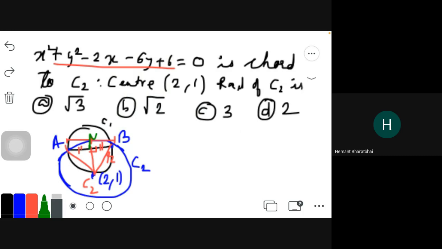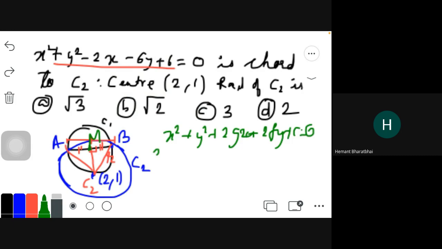So let's do it. I can easily get the value of M also. M is the center of the first circle. So if I compare it with the equation x square plus y square plus 2gx plus 2fy plus c is equals to 0.